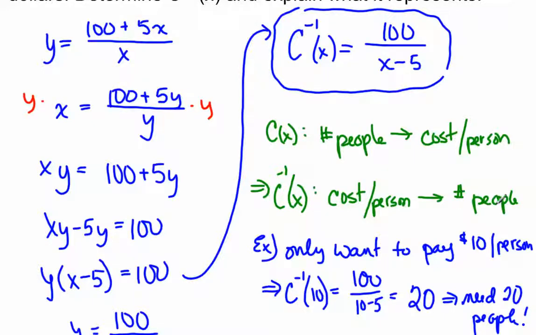So in the first example, we said, well, if I had 10 people, how much would we pay? We'd pay $15 a person. If we thought that was too steep, we'd say, no, we only want to pay $10 per person. How many people do we need to get together? So we would take this $10 and plug it into our inverse function and do 100 over 10 minus 5, which means we're going to need 20 people to get that cost down to just $10 per person.